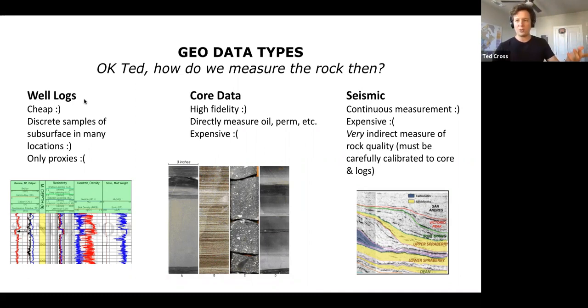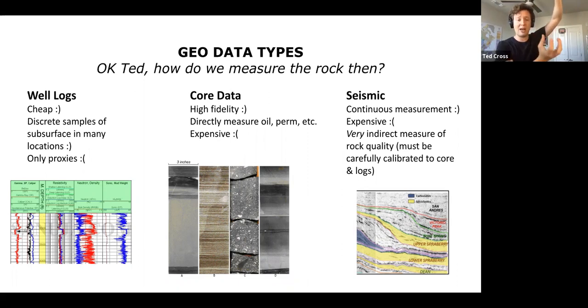A well log, for anyone who's not familiar with it, is literally you drill a hole, then you take what's called a wireline well log, which is what a lot of these are called, where you get essentially a cable that's made of steel and has a data cable on the inside.